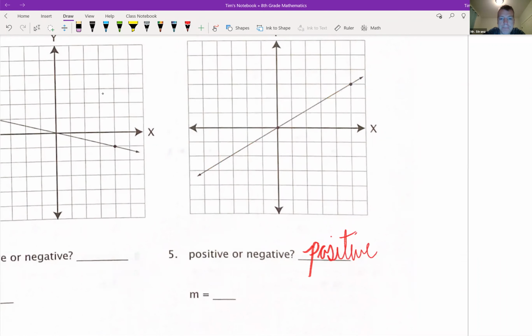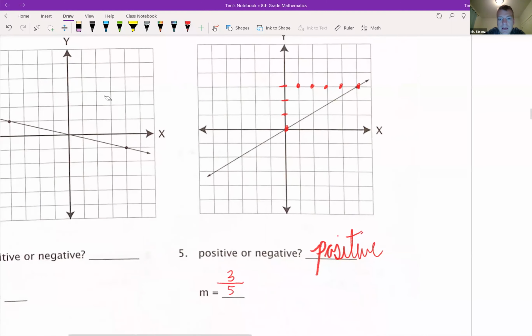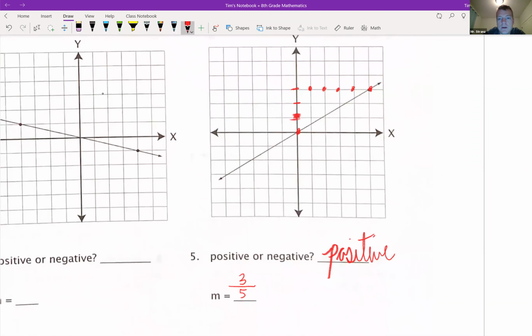Okay, and my slope is going to be, well, here's a point here, and here's a point up here. So I'm going up 1, 2, 3. So my rise is 3. My run is going to be 1, 2, 3, 4, 5. Okay, so my slope is going to be 3/5 for this one. Once again, you go up 1, 2, 3 is my rise, over 1, 2, 3, 4, 5. Here's my triangle. Okay, and there you go.